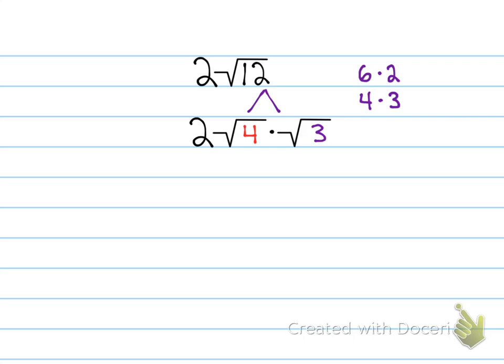Again, we know that the square root of 4 is 2, so I've got a 2 out front times 2, that's my square root of 4 that I broke up, and then times the square root of 3. And then I can multiply 2 times 2 is 4, and then I have the square root of 3, which can't be broken up at all, so I'm just going to leave that alone.